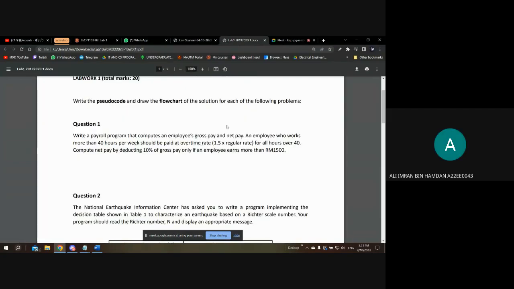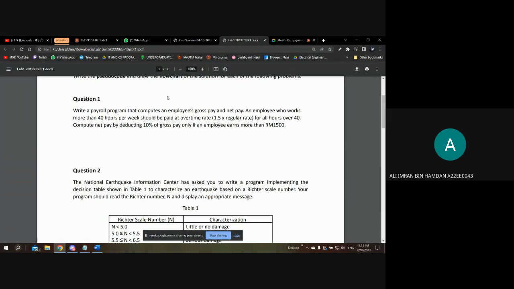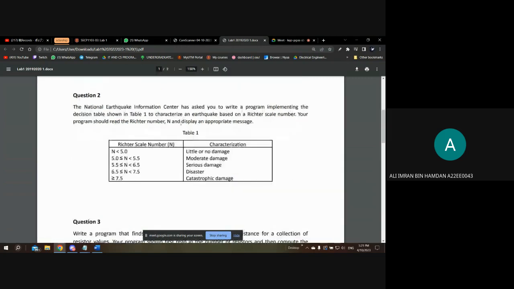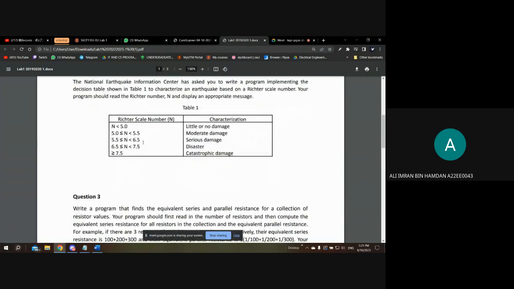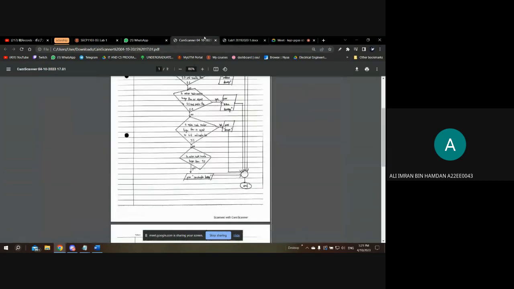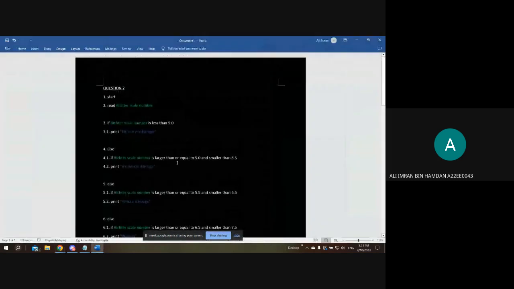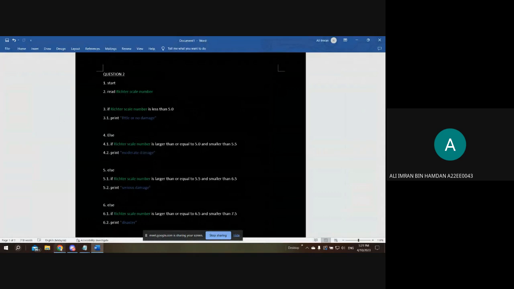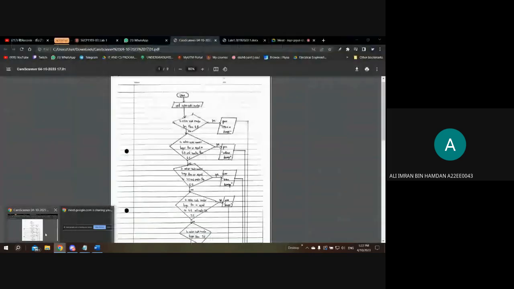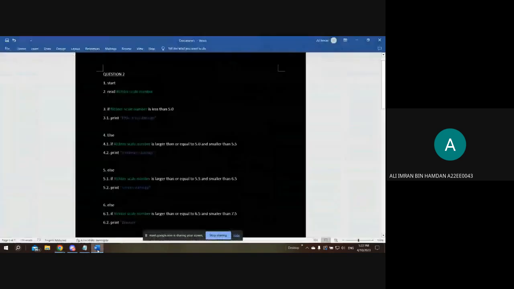Okay, so for question 2, the question is quite simple actually. Given a Richter scale number, we are supposed to characterize and classify them according to this table over here. It's quite simple, nothing too complicated. So let's look at the pseudocode first. Again, it's just an exact copy of the table provided over here.